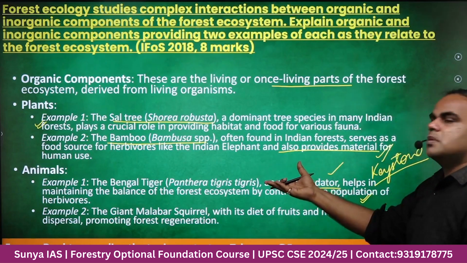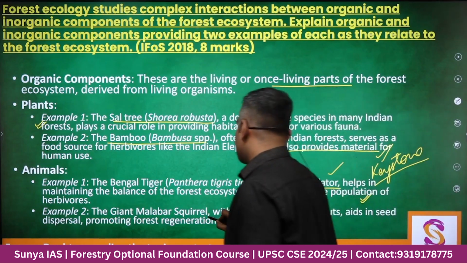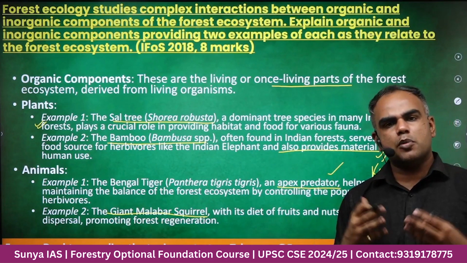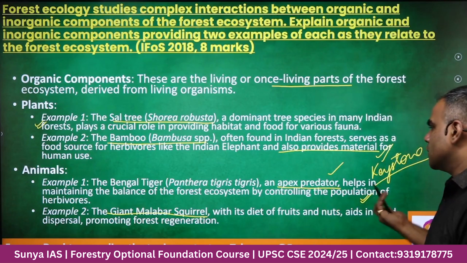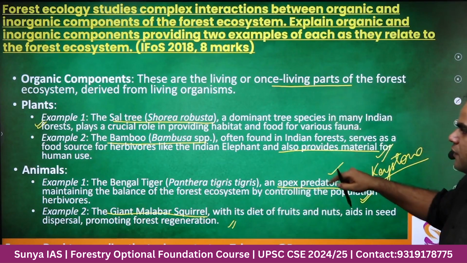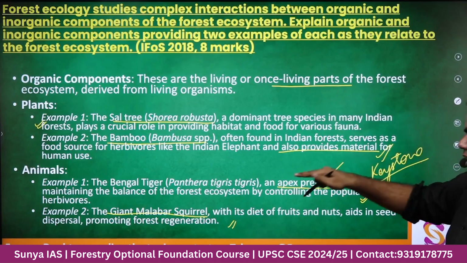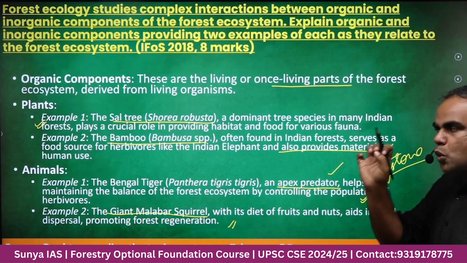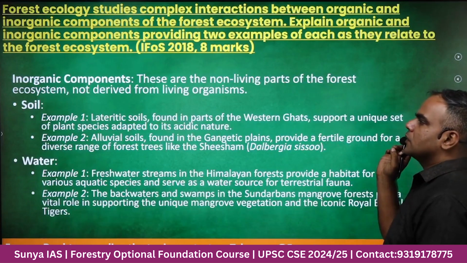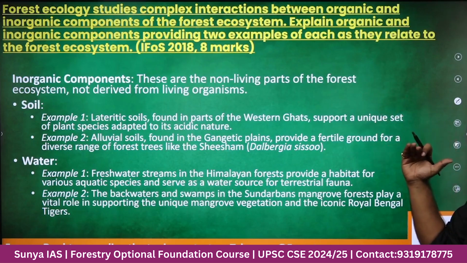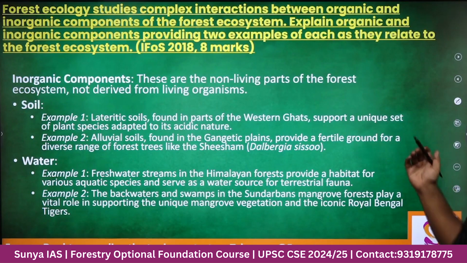Okay. Similarly, we have the example of, let's say, the giant Malabar squirrel. Okay. Now again, squirrels, etc., help in seed propagation, dispersal, promotion, etc. And this helps in forest regeneration. Again, here, if you are able to notice any important keyword, for example, forest regeneration, or balancing the forest ecosystem, note the keywords down. Okay. Otherwise, this question is very, very easy, but then how you present it will make all the difference, right?